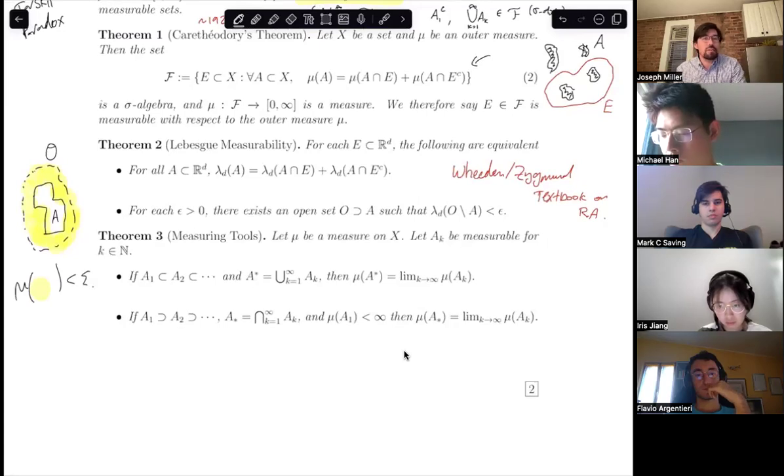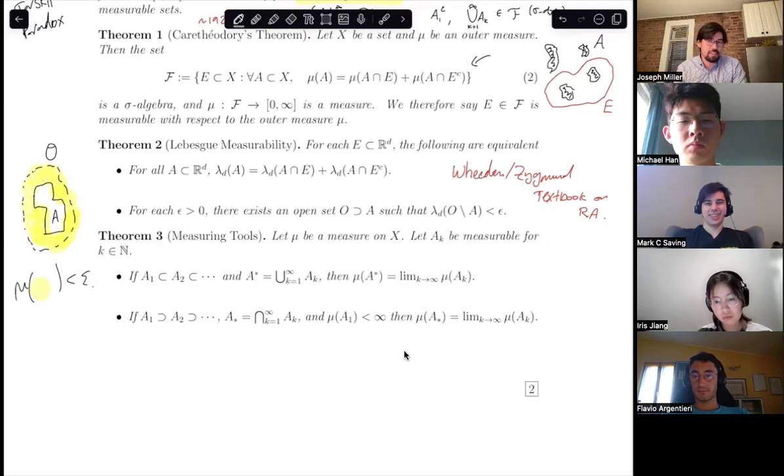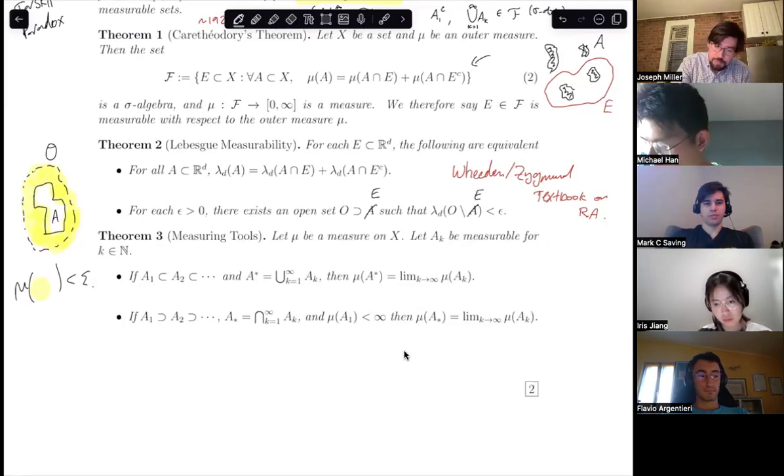For example, using this definition of Lebesgue measurability, you can check that every open set is measurable. Can anyone see how that's just assuming theorem two? It's going to be zero always. So if it's an open set to begin with, then I can figure it out. Also, I just realized there's a typo. I will fix this. For each A, there exists an open set. I'm calling it E. My apologies. So E is the thing I'm trying to figure out as measurable.